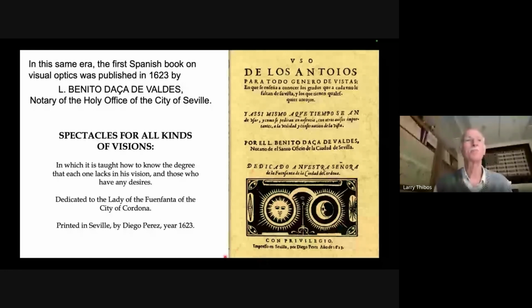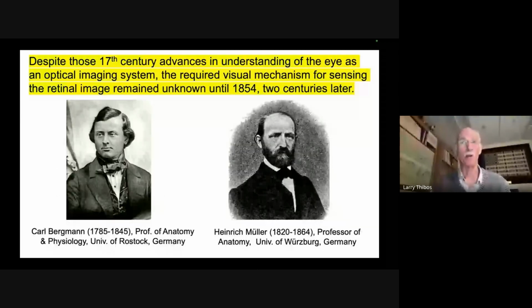Now, despite those 17th century advances in the understanding of the eye as an optical imaging system, the required visual mechanism that was needed to sense the retinal image remained unknown for another 2.5 centuries. It's amazing it took so long, until the middle of the 19th century.